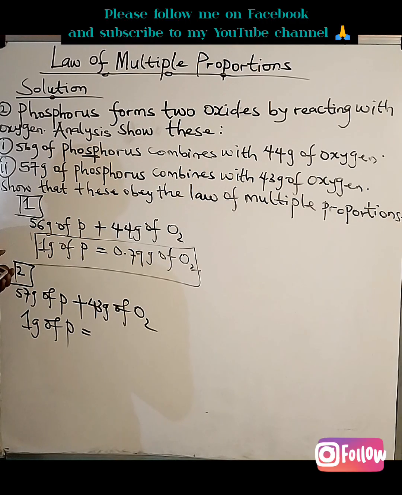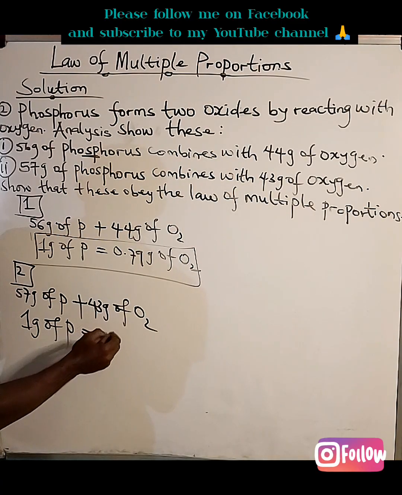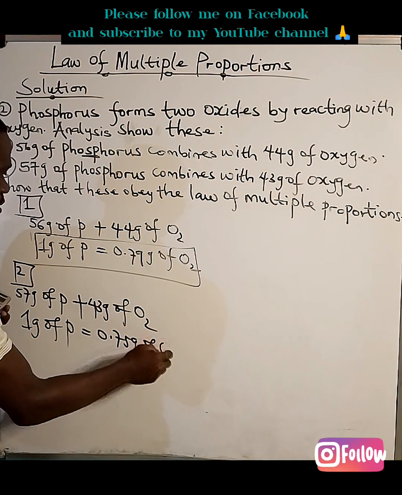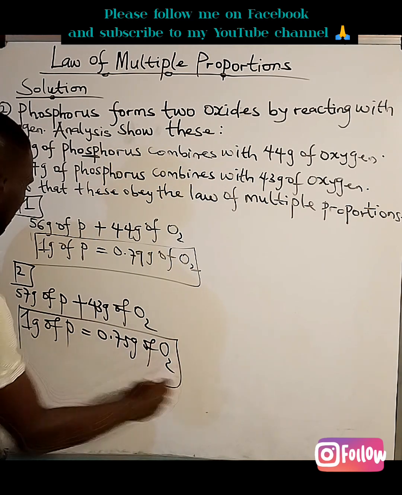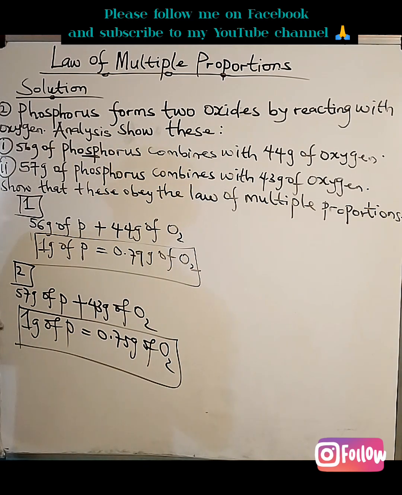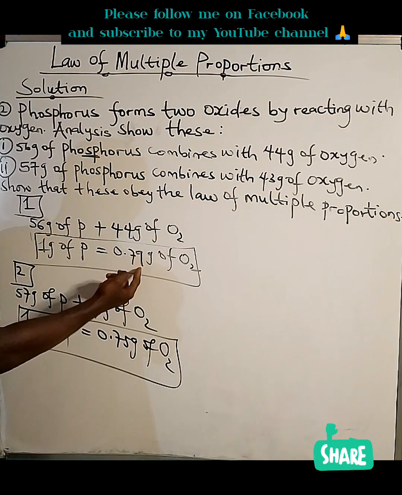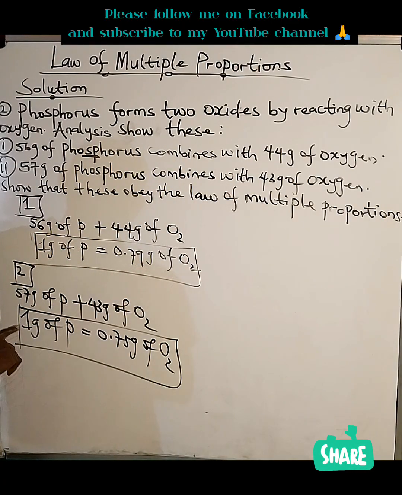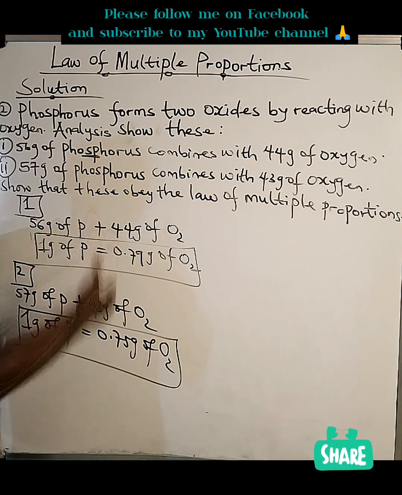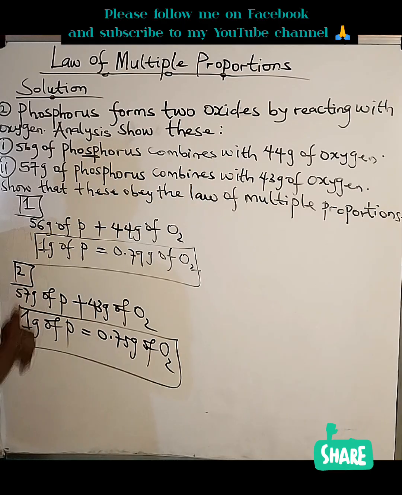Let's quickly do that. So 43 divided by 57 gives us 0.75. That's approximately 0.75 gram of oxygen. That's what we have in our second analysis. So now we're going to compare them. 1 gram of phosphorus combines with 0.79 gram of oxygen, while 1 gram of phosphorus combines with 0.75 gram of oxygen. So we have varying masses of oxygen with the same mass of phosphorus.